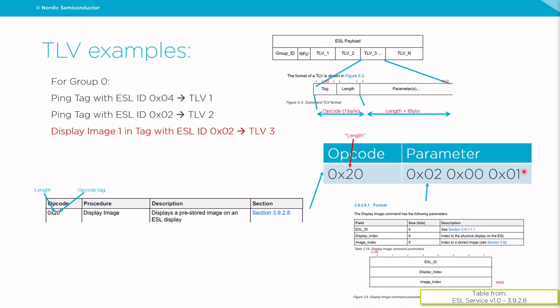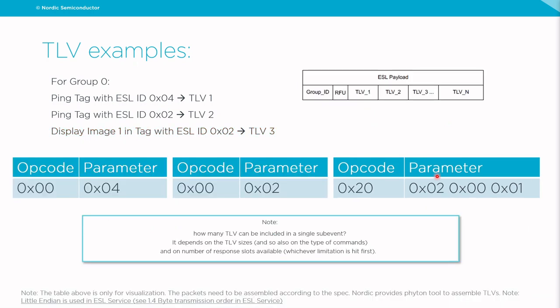Let's just check that it makes sense. We can verify, for example, that the length of the parameter is correct. The total length of the parameter field is equal, as we've seen before, to the length parameter of the opcode, in this case 2, plus 1 byte, so total 3 bytes. And this is correct as we have a parameter field of 3 bytes and the total TLV is 4 bytes. So this is the third TLV that we want to send in sub-event 0. And these are all the TLVs that together with the group ID will build up our ESL payload.